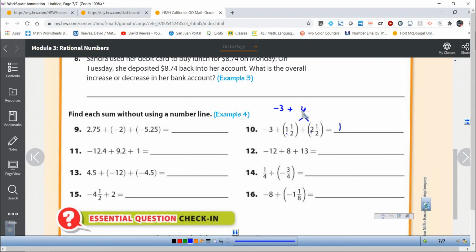Or we could say, what do we have more of? We have more positives. How many more positives do we have? We have 1.